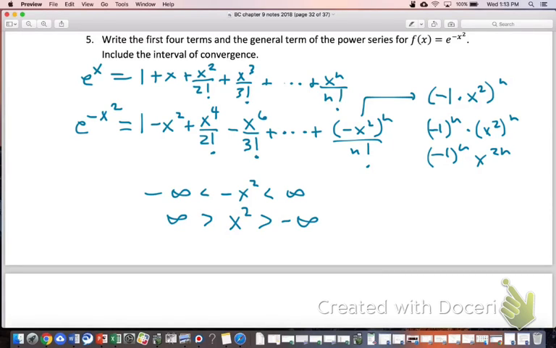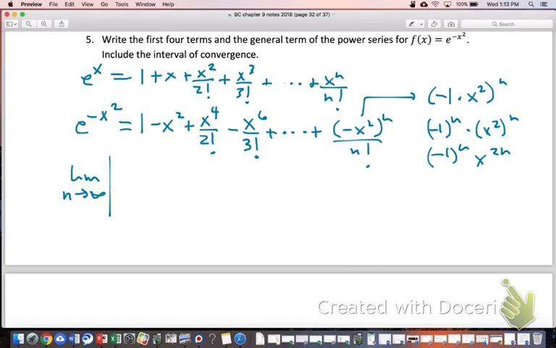Well, if you ever run into a conundrum like that and you're just like, oh man, I don't know what to do with that, you know what you always could do? This is intended to be a little review. You could go back and do a ratio test: limit as n goes to infinity of x to the 2n plus 2 over n plus 1 factorial times n factorial over x to the 2n is less than 1. You could just rerun a ratio test.